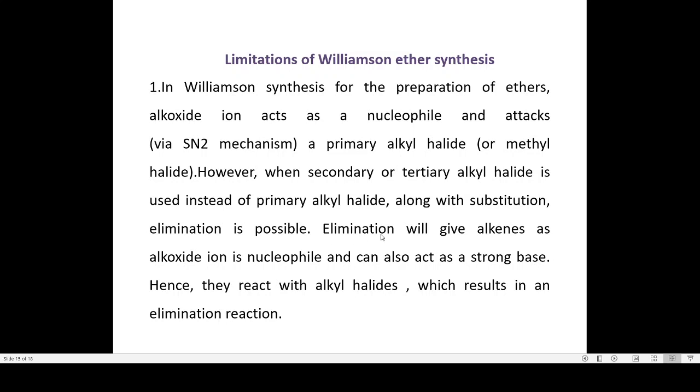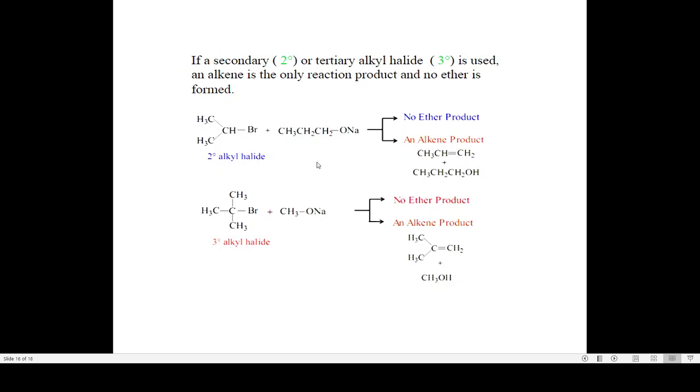We know that elimination gives rise to alkenes, and the alkoxide ion, as a nucleophile, can also act as a strong base. Hence, they react with the alkyl halide, which results in the elimination reaction, which is one of the limitations of the Williamson ether synthesis. Here I have given the representation. Whenever a secondary or a tertiary alkyl halide is used, rather than getting an ether, there is a chance of an elimination reaction, and an alkene product is formed. This is one of the limitations of the Williamson ether synthesis.